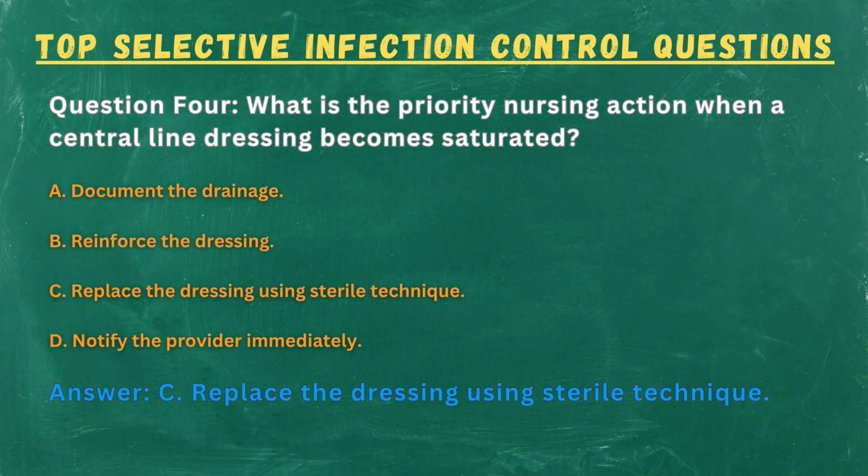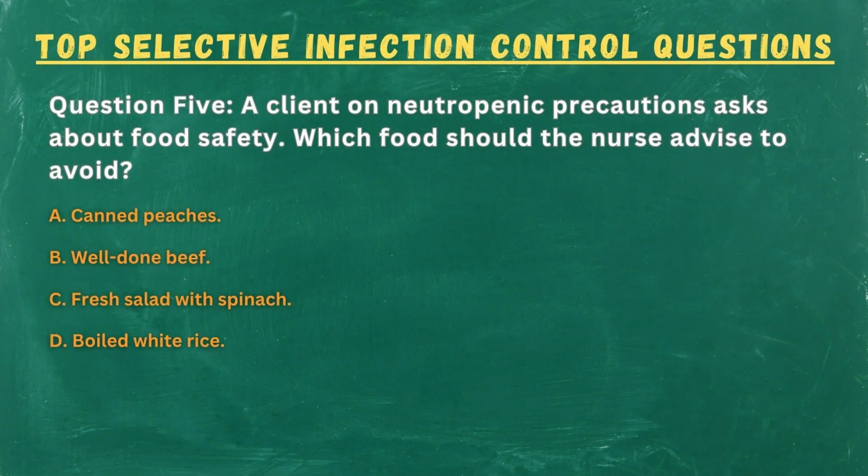Answer. C. Replace the dressing using sterile technique. Question 5. A client on neutropenic precautions asks about food safety. Which food should the nurse advise to avoid? A. Canned peaches. B. Well-done beef. C. Fresh salad with spinach. D. Boiled white rice.